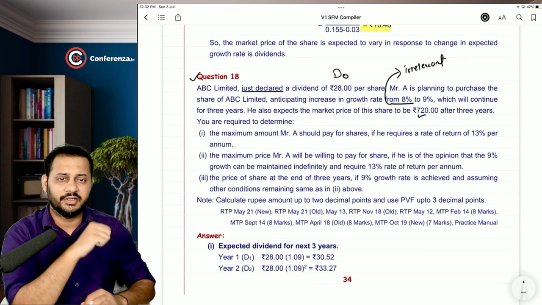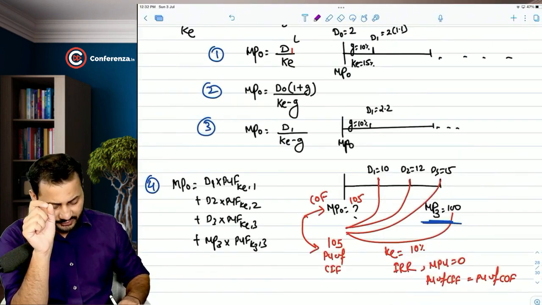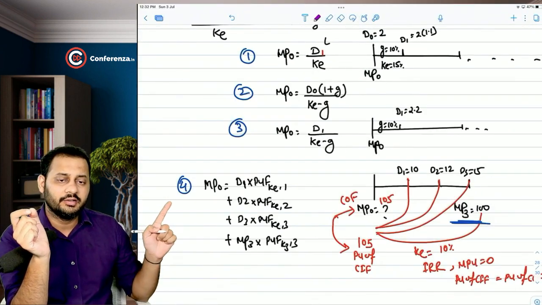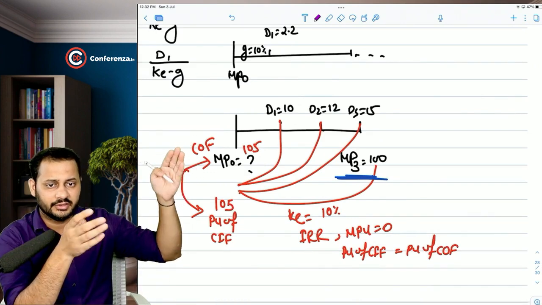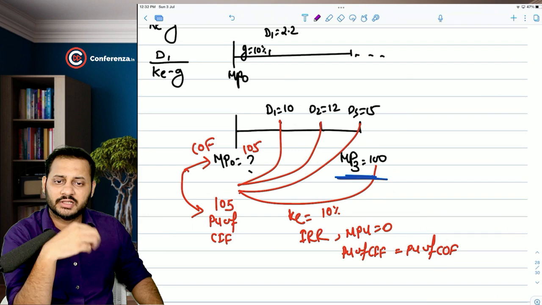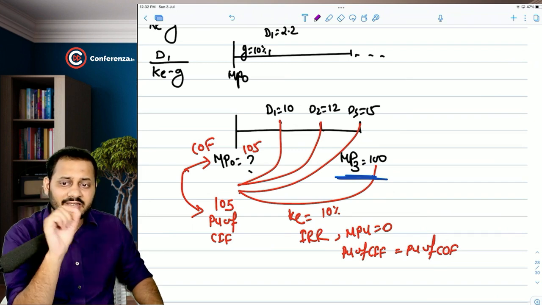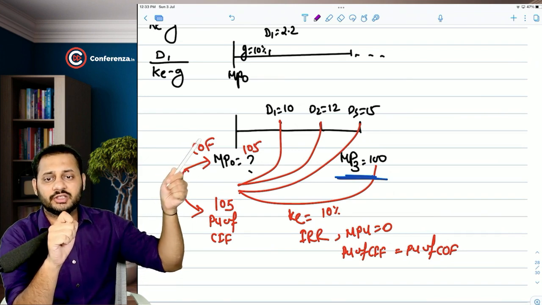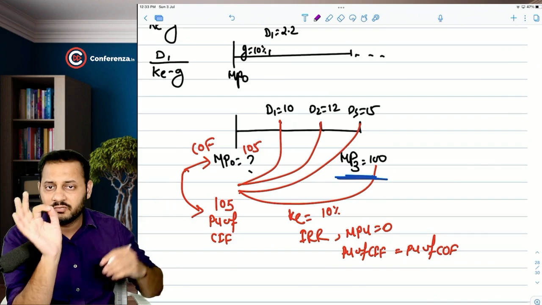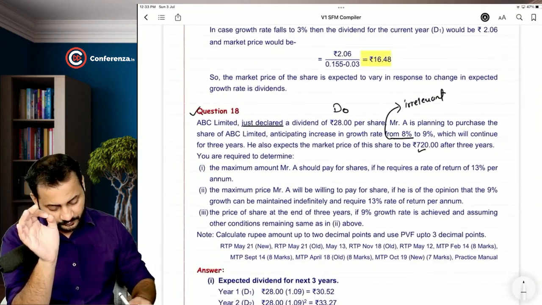So what does that mean? It is the same situation as we saw in the 4th part, that there will be some kind of growing dividend for 3 years, and after that there will be some market price at which we will sell the shares. In that case, if we want to calculate the market price at 0 time, we will have to discount all the cash flows to the present value or present time.